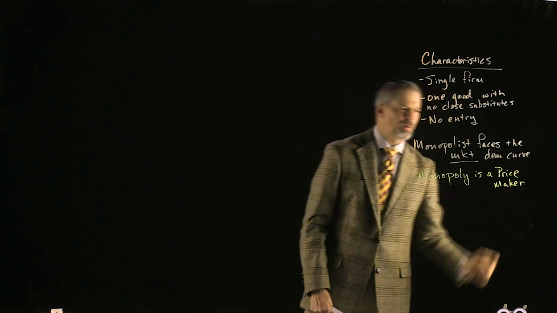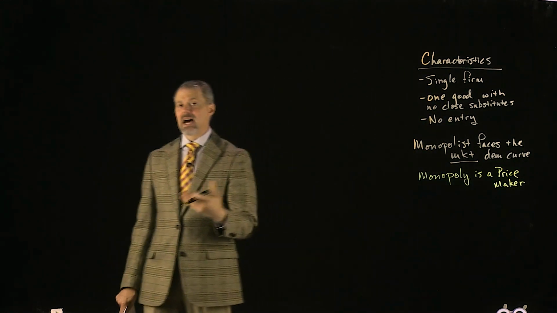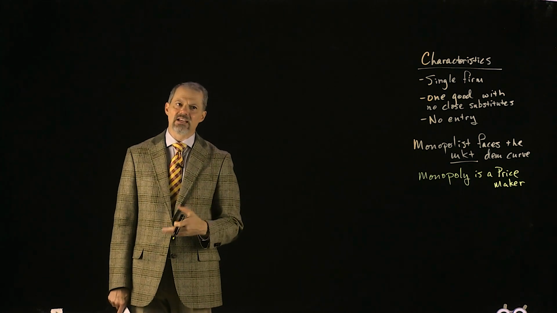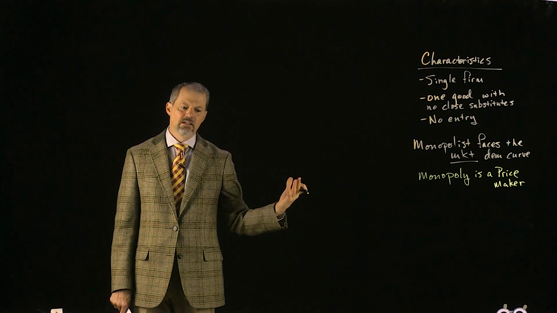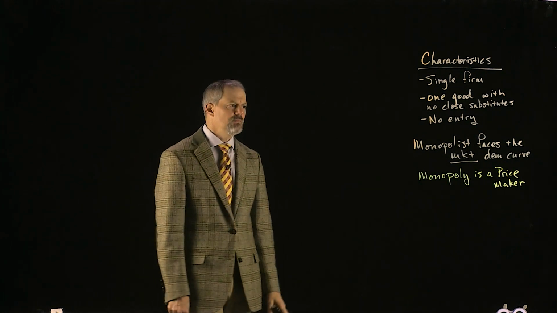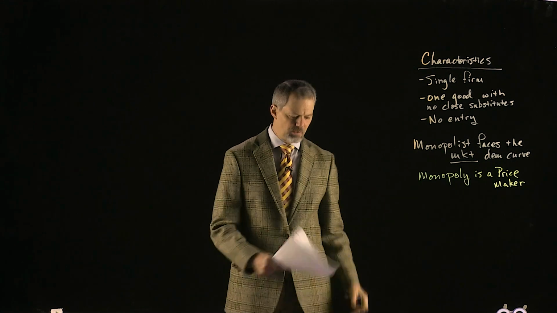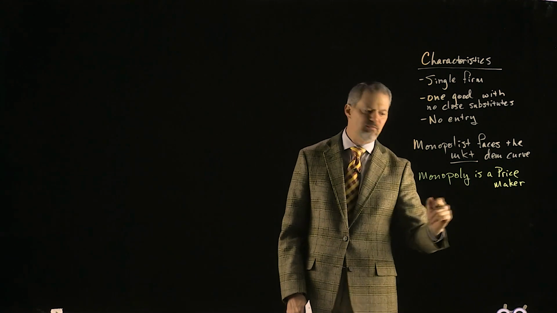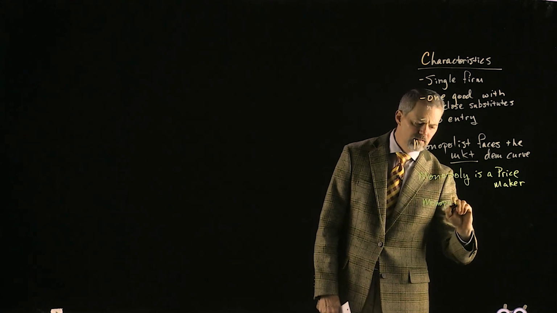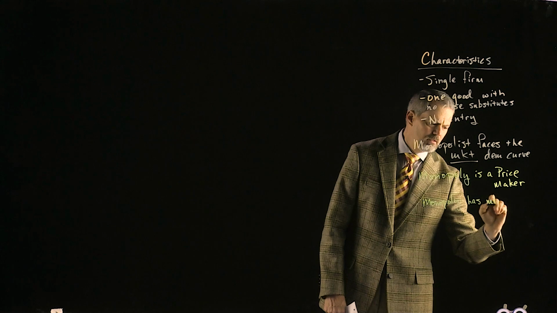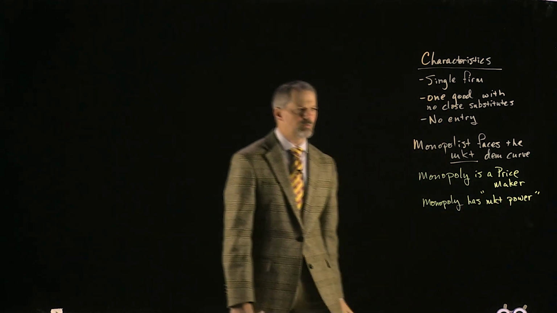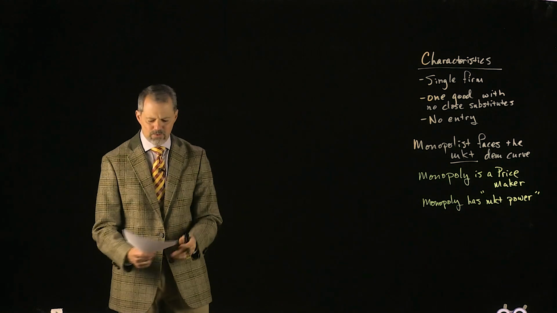They choose their price. Now, the monopoly obviously is limited by consumer willingness to pay, so they can't just choose any price they want. If they choose too high of a price, nobody will buy the good. But they have control over the price. We would say that they have market power. The monopoly has market power. That's the phrase that we use when we talk about a firm that has control over the price.